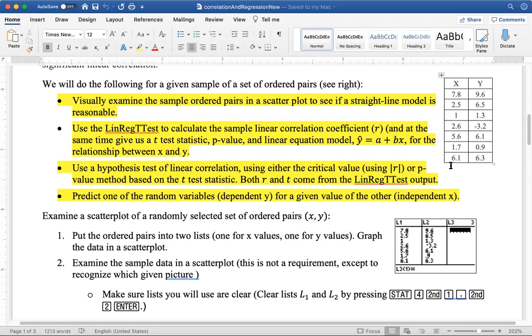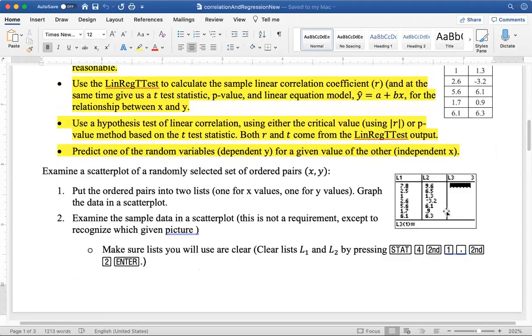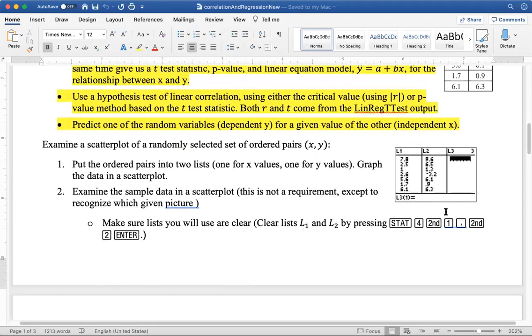We need to put the X's in list 1 and the Y's in list 2. We've done this before. I think you know how to do that. You're going to go to Stat, Enter to get to the lists. You're going to clear out L1 and L2 if they need to be cleared out. And you're going to put the numbers into those two lists. And then do second mode to get away from the list.